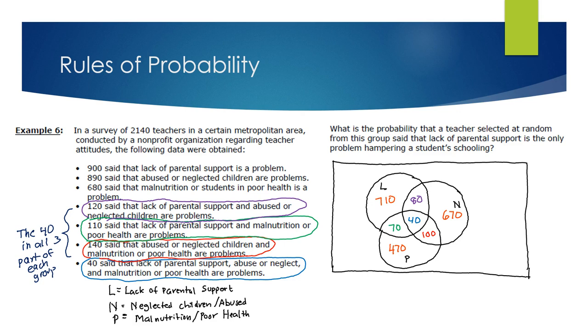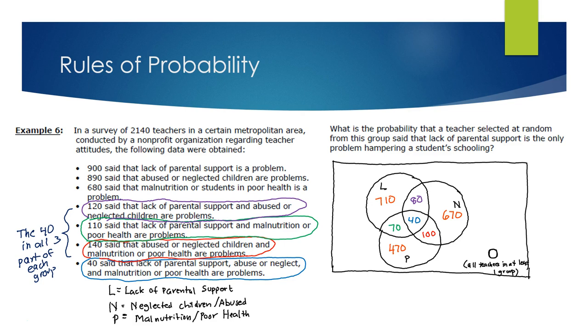Although it's not very important for this particular problem, I could state that the universal outside of this would be 0. So that means that every teacher that responded had at least one of these as a problem in their school. There weren't any that said none of these were problems at their school. So basically my entire sample space is defined by the region that's encompassed by these 3 circles.